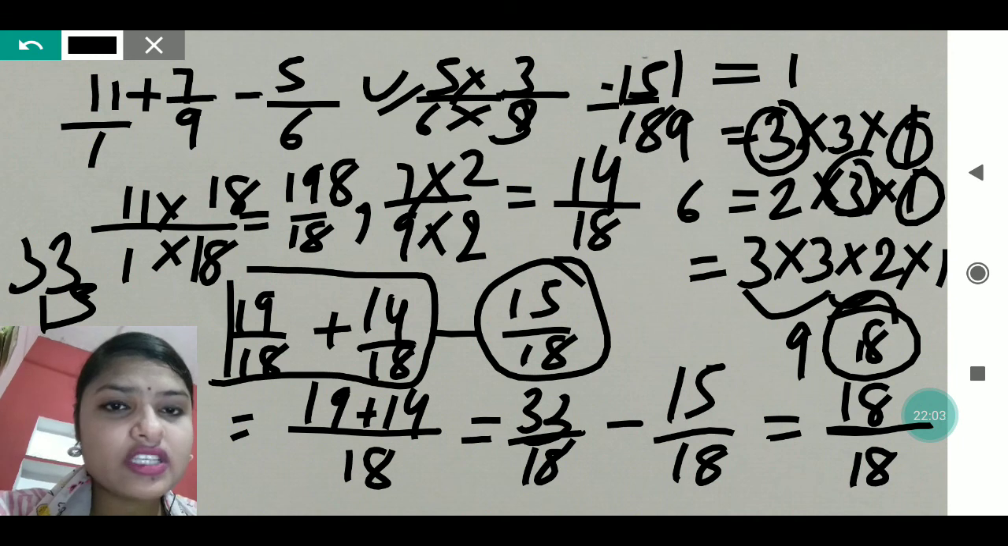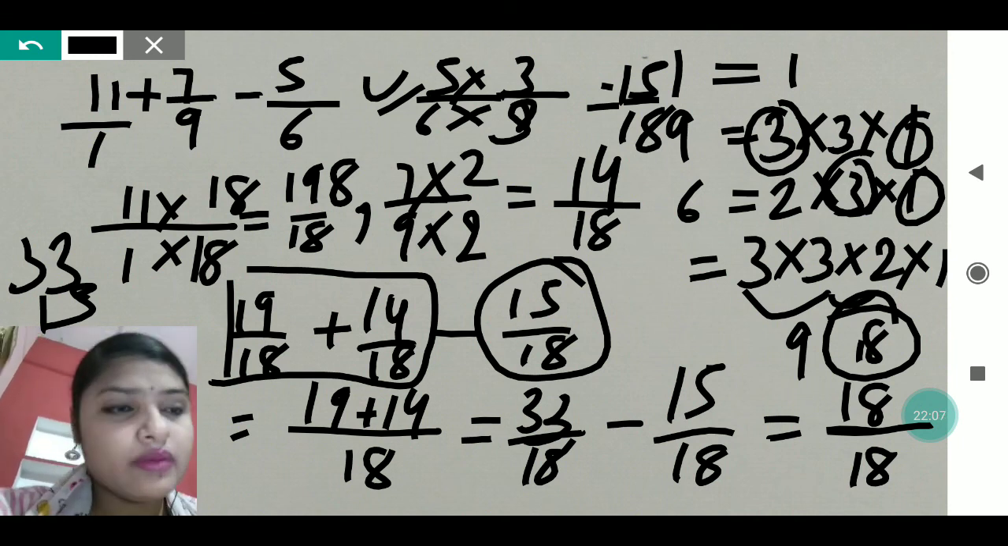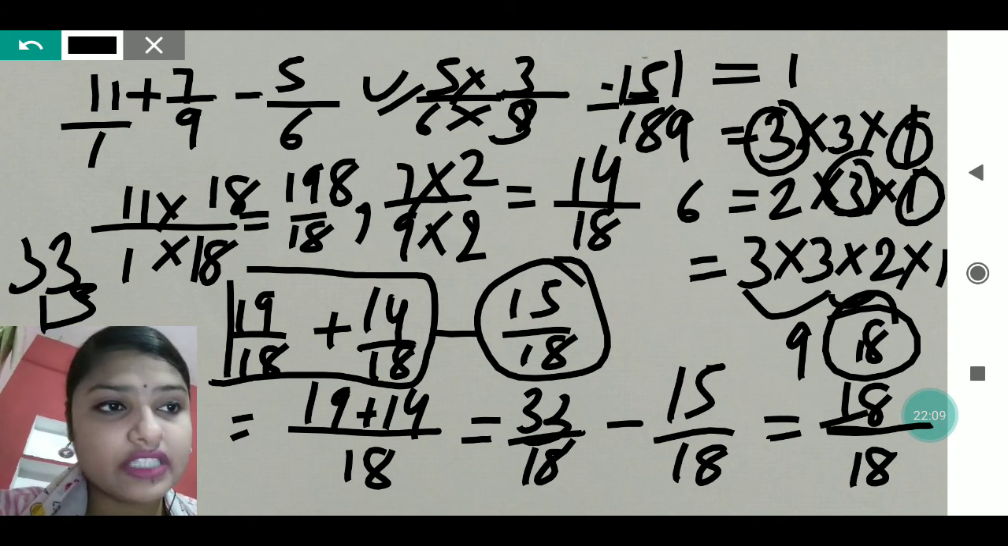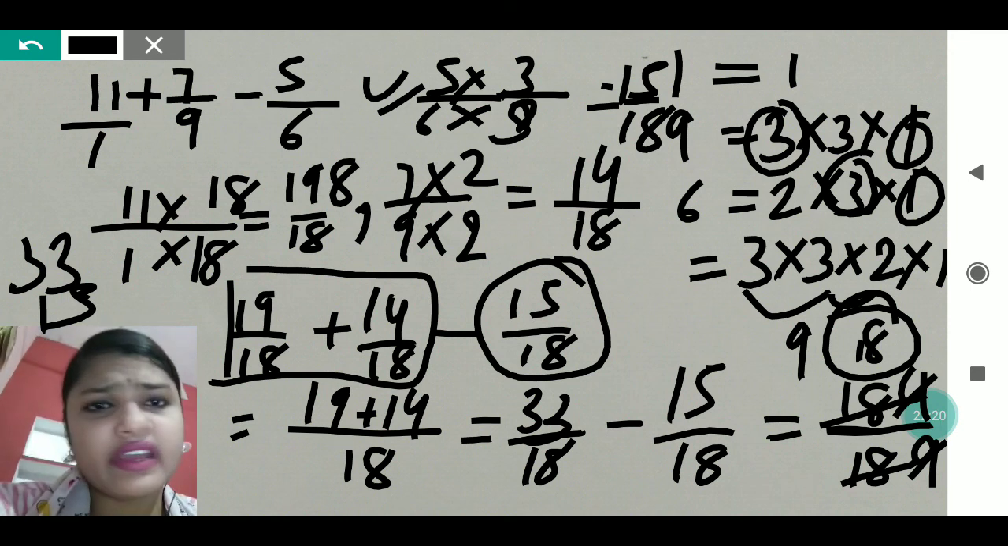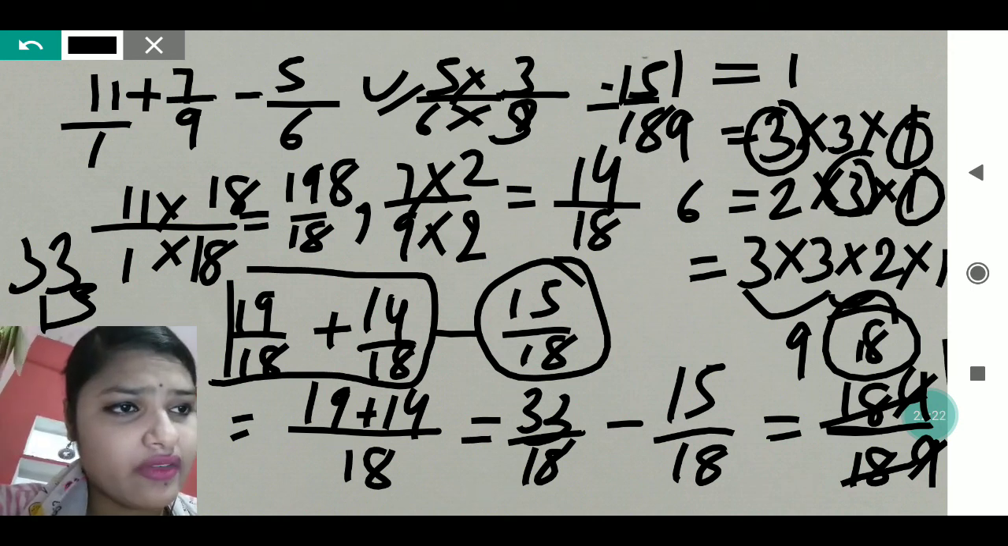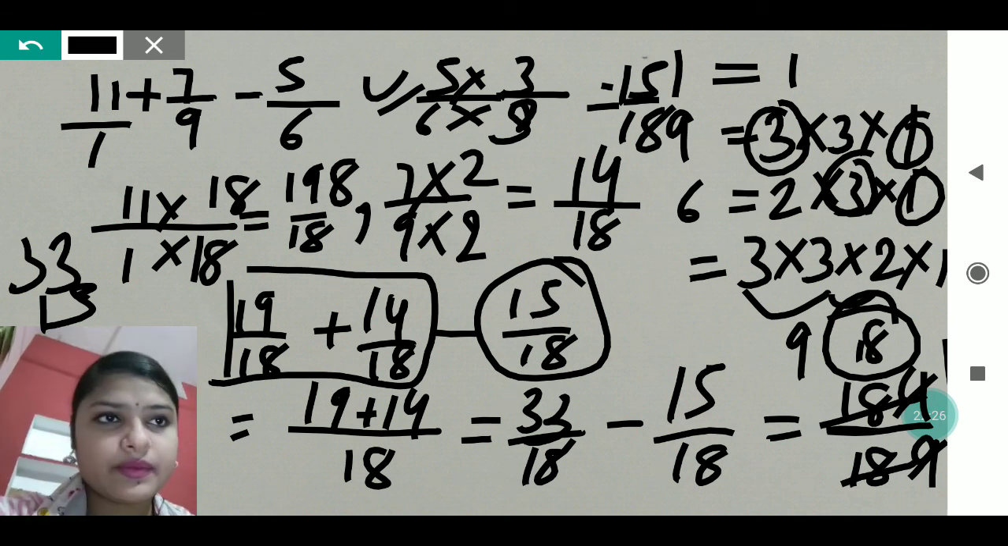Now is it in its lowest terms? Yes, it is, because only two common factors will be there, 1 and 18. Sorry, now it is not in lowest terms. Now how will we make it lowest? Divide by 2, then it will be 9 by 9. Again you divide it by 9, and you can divide it by 3 also. So 1 and 1. Now 1 by 1 is in its lowest form. So that is the lowest form of this.